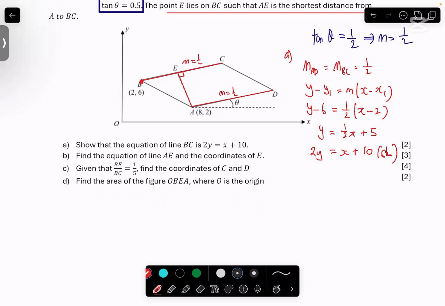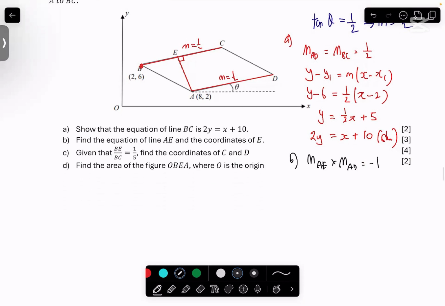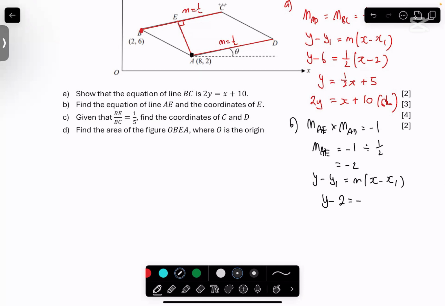Okay, find the equation of the line AE and the coordinates of E. Pretty much what we need to know: the gradient of AE multiplied by the gradient of AD must equal -1, because they are perpendicular. So the gradient of AE = -1 divided by 1/2, which is -2. Since the point lies on (8, 2), we use the same formula, y - y1 = m(x - x1). So y - 2 = -2(x - 8). That will be y = -2x + 16 + 2, so y = -2x + 18.